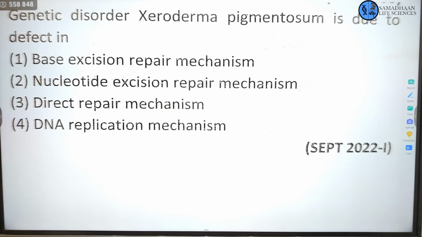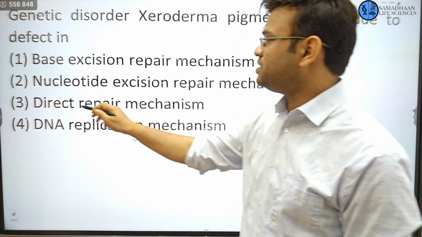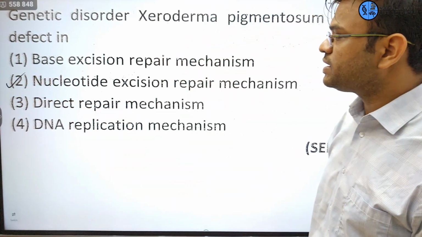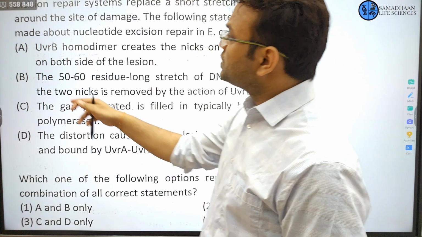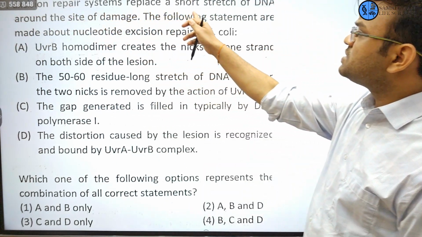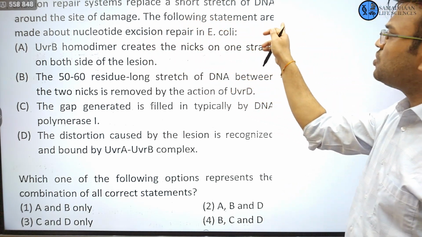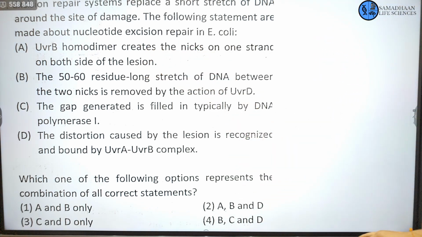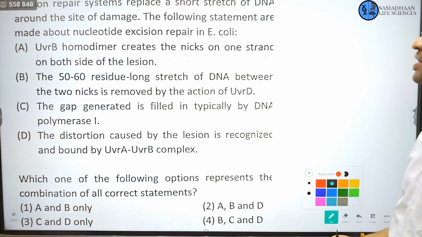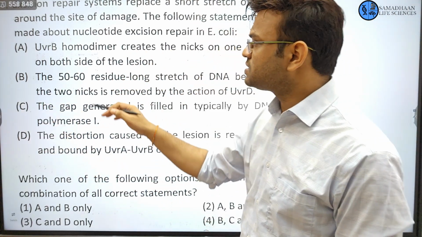Genetic disorder xeroderma pigmentosum is due to the defect in. Xeroderma pigmentosum is a disease that is associated with the nucleotide excision repair mechanism. Option 2 is correct. Now, moving on to the next question. Okay, so excision repair system replaces a short stretch of DNA around the site of damage. The following statements are made about the nucleotide excision repair in E. coli. So we are talking about the NER, nucleotide excision repair over here. So which enzymes and things like that are being asked.